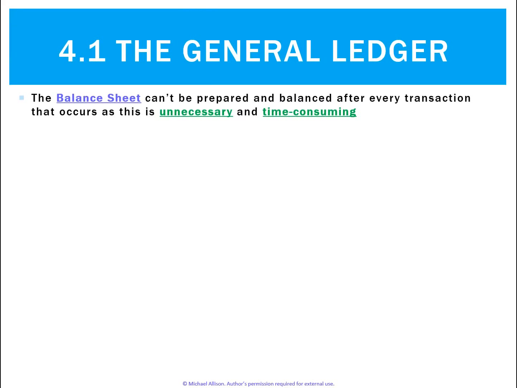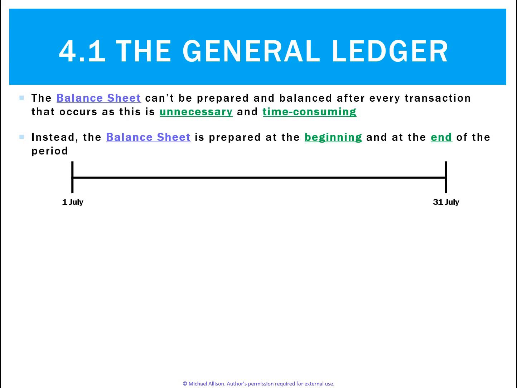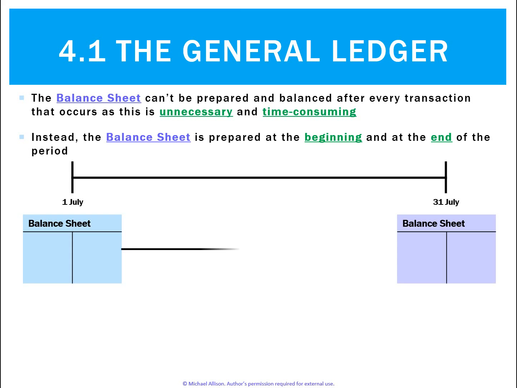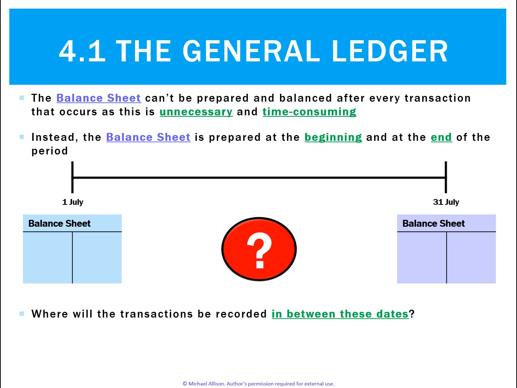In reality, what we're going to do is have a balance sheet at the beginning of the period. So looking at the one on the screen, you can see that's for July. There'll be a balance sheet at the beginning of the month. A bunch of transactions will happen during the month, and then we'll make just one final balance sheet at the end. So the question now becomes, well, where do these transactions get stored during the month?